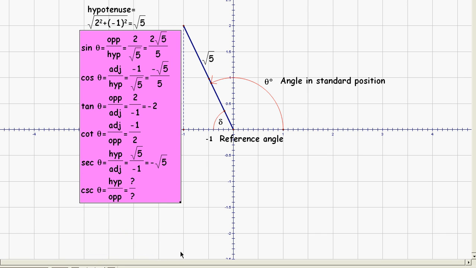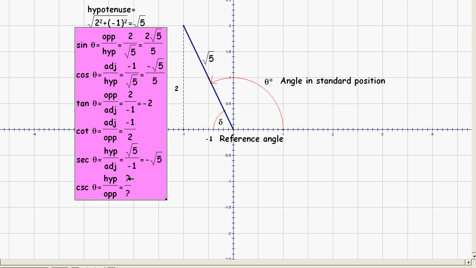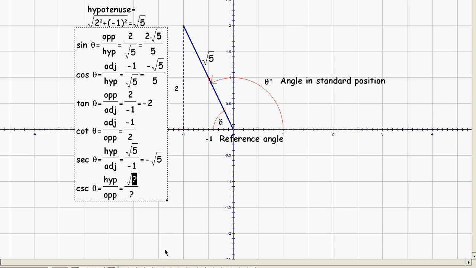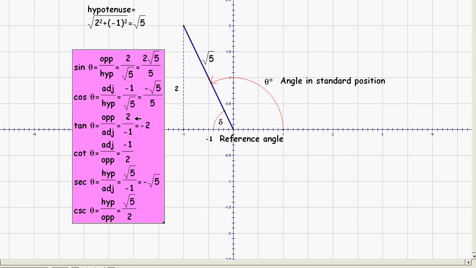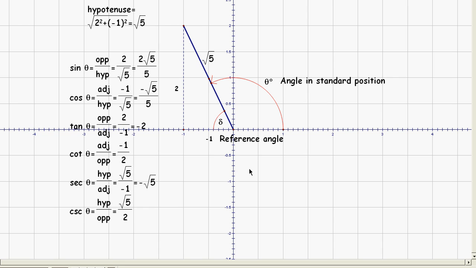And then finally we come up with the cosecant, which is hypotenuse, which is again the square root of 5, in this case all over the opposite, which is 2. And we can leave that one exactly as it is. So those are our 6 trigonometric ratios for that particular angle, and this is problem number 1.